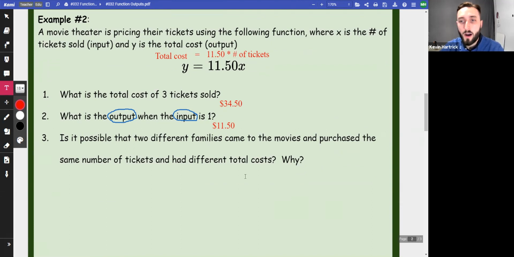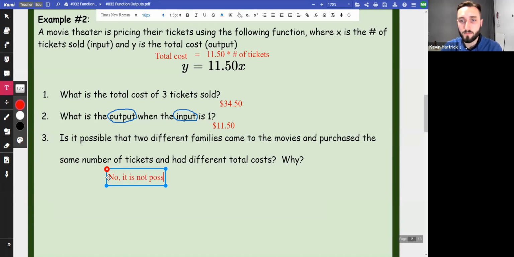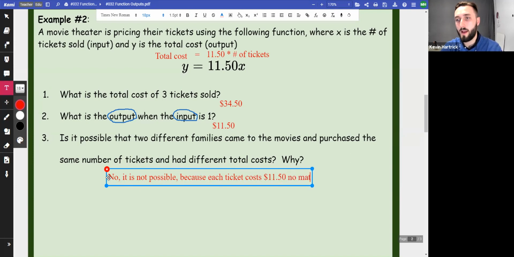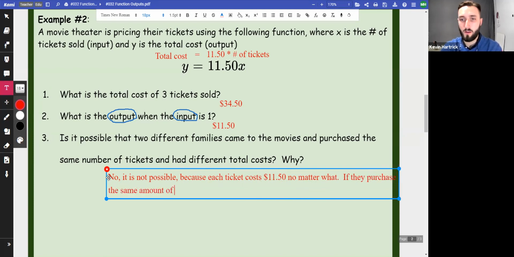But in general, yes, it is not possible, right? No matter what group of people come in and purchase the tickets, you're going to have the same cost if you purchase the same amount of tickets. Okay, so we're going to say no, it is not possible, because each ticket costs $11.50 no matter what. If they purchase the same amount of tickets, they pay the same total cost, okay?